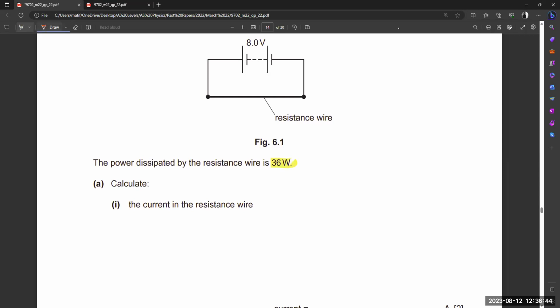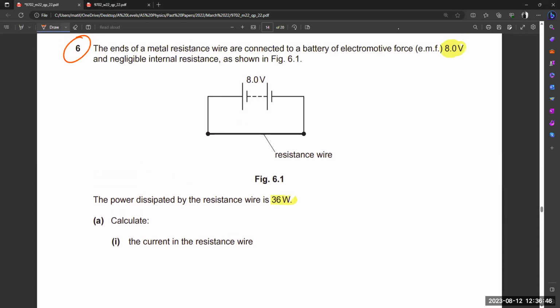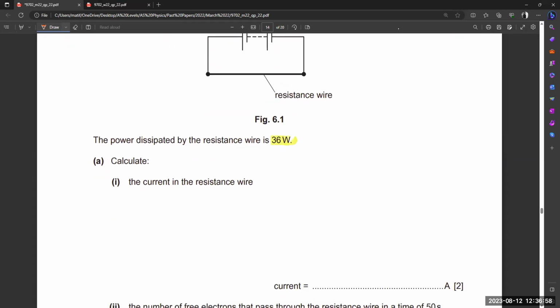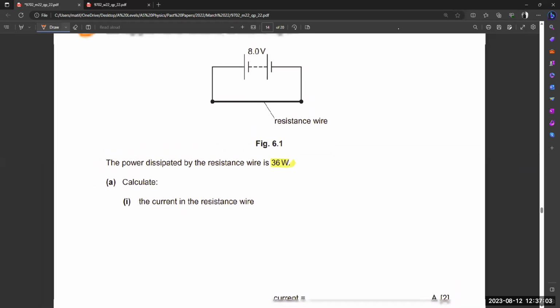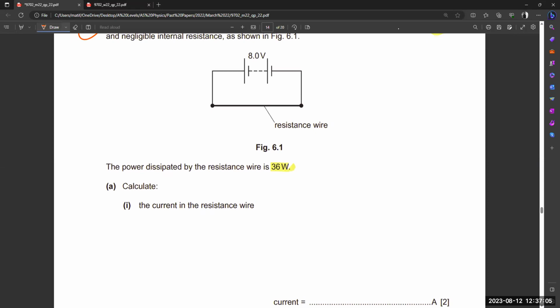You know the concept of power dissipation, because when current passes through the wire, there will always be a quantity of resistance over there. So due to that resistance, some power is going to be lost in the heating effect. Now, first of all, we need to calculate the current in the resistance wire. I hope that is very simple.